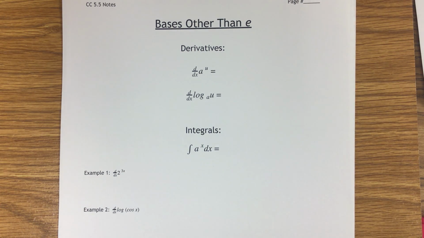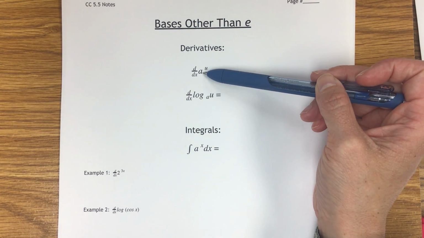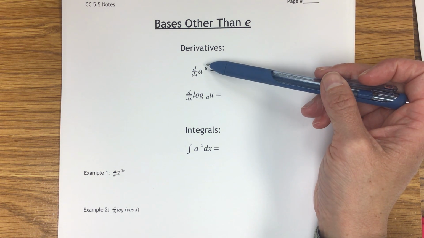For section 5.5, we're going to talk about bases other than e. Now, we have been talking about derivatives and integrals of lots of different functions throughout the year. And so today we're going to talk about derivatives and integrals if the base is not e or x. So we are used to like x squared or x cubed or x to the fourth power. When this is x, we have our own rule. It's the power rule. It's very simple.